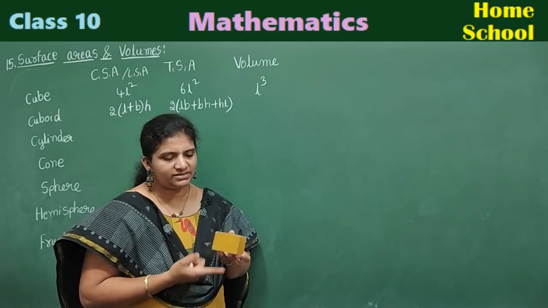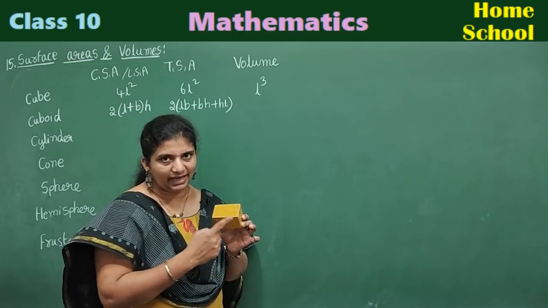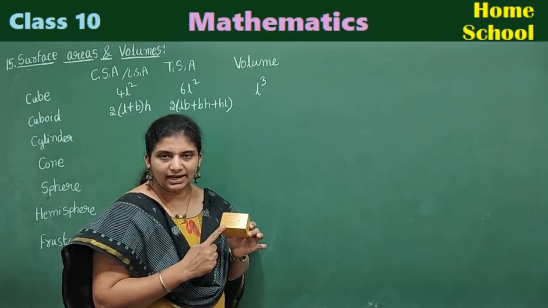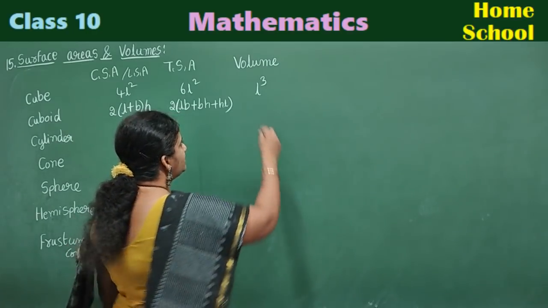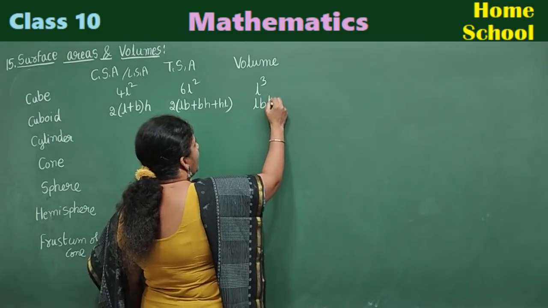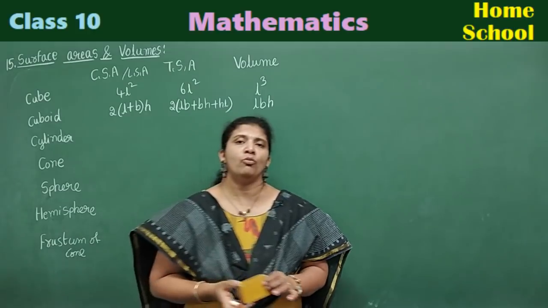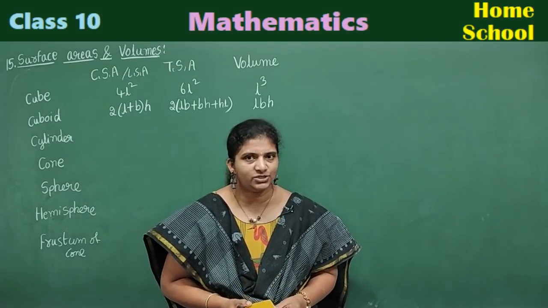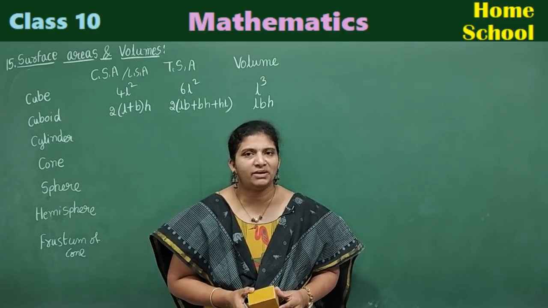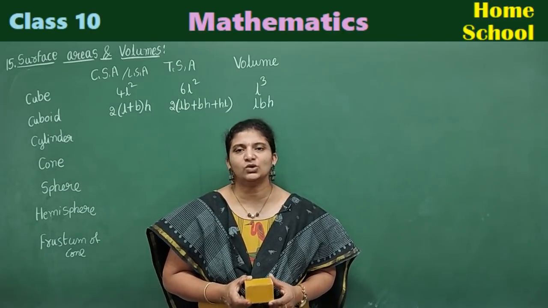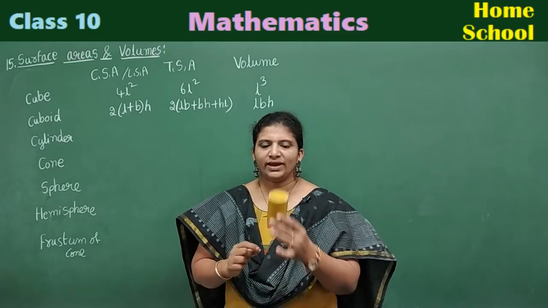Volume, always remember, is area of the base into height. See here, the area of the base, which shape is it? Rectangle. This is length, breadth. Length into breadth into height. That means the volume of a cuboid is LBH cubic units. So once again, what is the LSA of a cuboid? 2 into (L plus B) into H, or 2H into (L plus B). Total surface area of a cuboid is 2 into (LB plus BH plus HL) square units. Volume LBH cubic units.